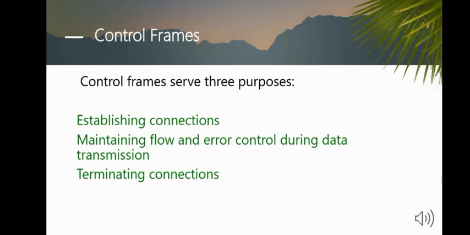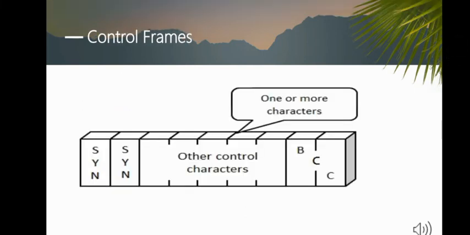The control frame serves three purposes: establishing connections, maintaining flow and error control during data transmission, and terminating connections. A control frame should not be confused with a control character. A control frame is used by one device to send commands to or solicit information from another device. A control frame contains control characters but no data. It carries information specific to the functioning of the data link layer, as shown in the basic format of a BSC control frame.